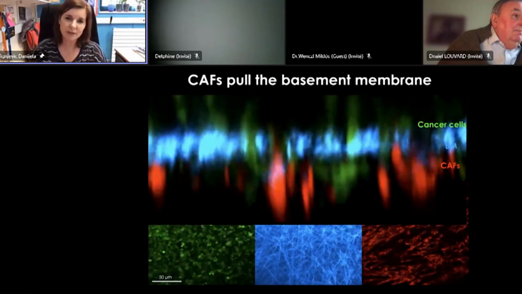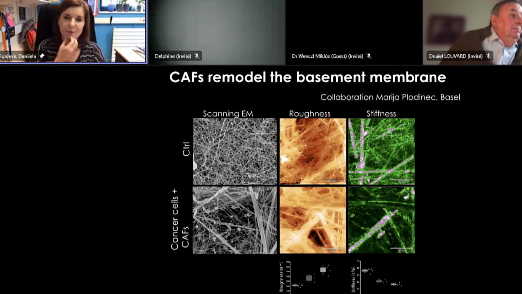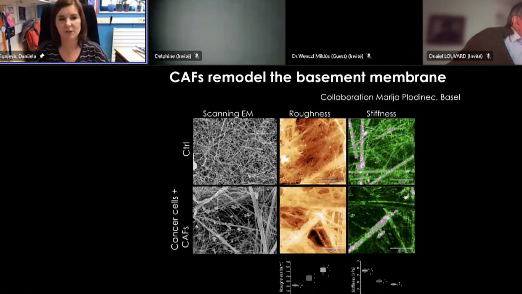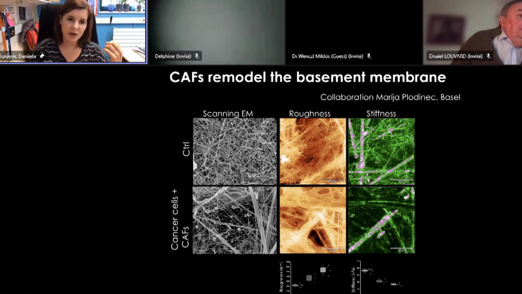As they are pulling on the basement membrane, the fibroblasts would remodel it. In the control situation, we find that those fibers are uniformly organized, seen either by scanning EM or by IFM, where we can look at the roughness or topography of the basement membrane, and also at the stiffness of those different areas. Now, with fibroblasts, they would reorganize it in a way to create bigger bundles of higher stiffness, surrounded by areas of cleared fibers, so holes in the basement membrane, and those will be much softer areas.